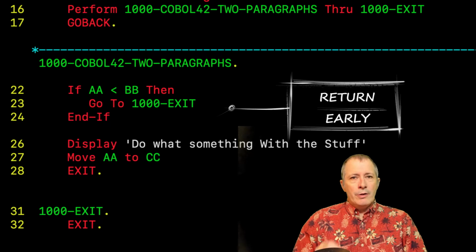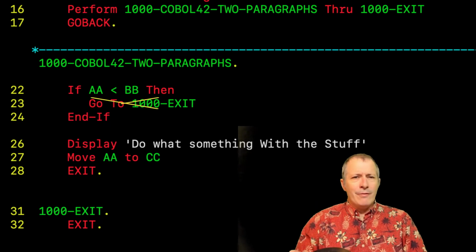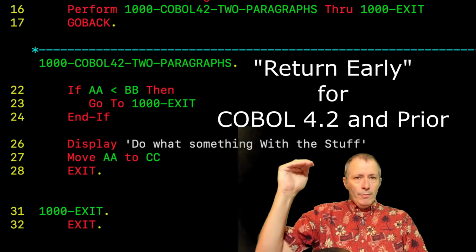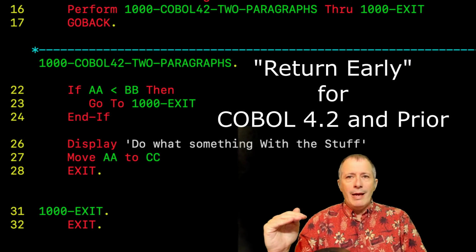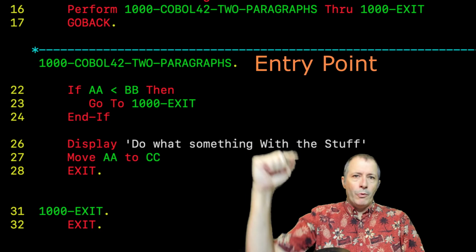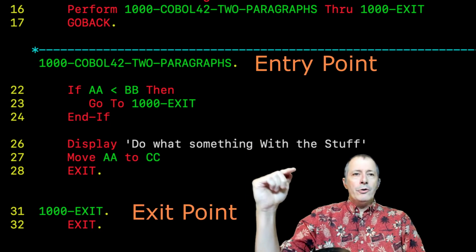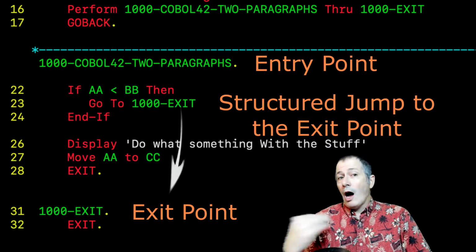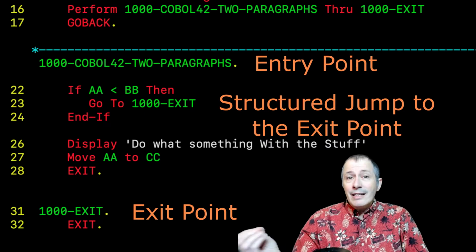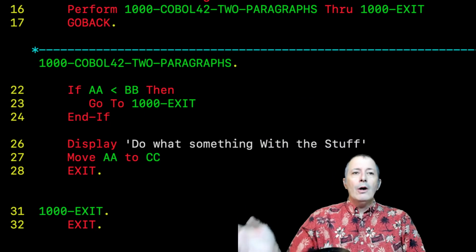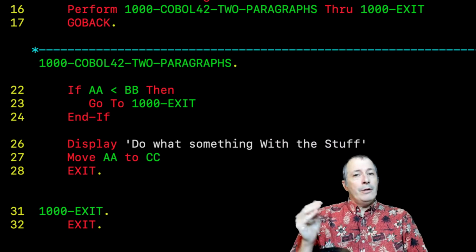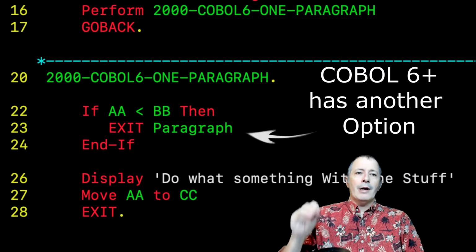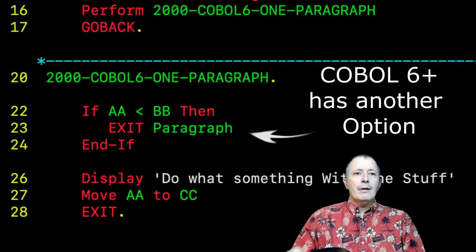Some folks argue that the use of go-to in any fashion violates structured programming. Perform some-paragraph through some-exit defines a single entry point and exit point. The go-to only jumps to its own paragraph, thus I do not think it violates the end goal of structured coding. While this pattern can be used in COBOL 6, there is another option, exit paragraph.